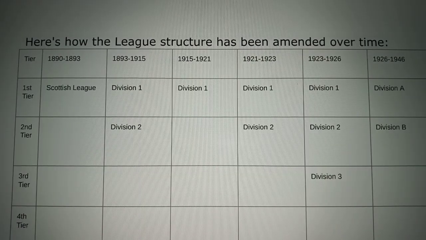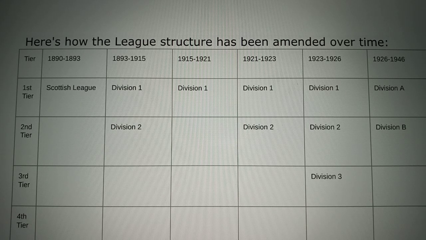League structure over the years, as you can see: Tier 1 will in all sorts be the Premier League, Tier 2 the Championship, Tier 3 League 1, Tier 4 League 2. But as you can see, between 1890 and 1893 there was only the Scottish League. They had 2 divisions between 1893 and 1915. After the war until 1921 they reverted back to 1 division.